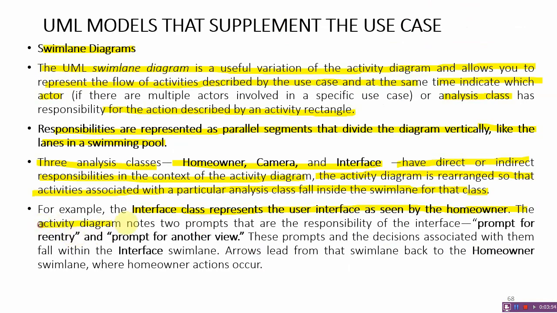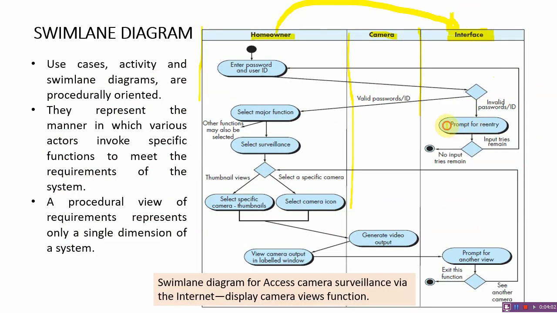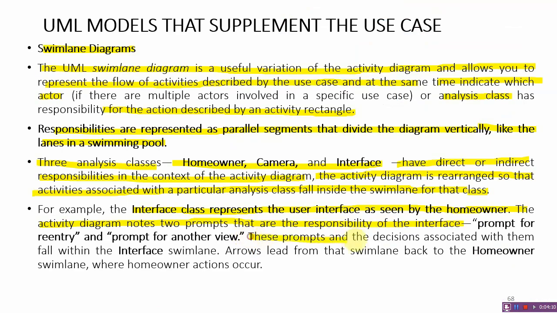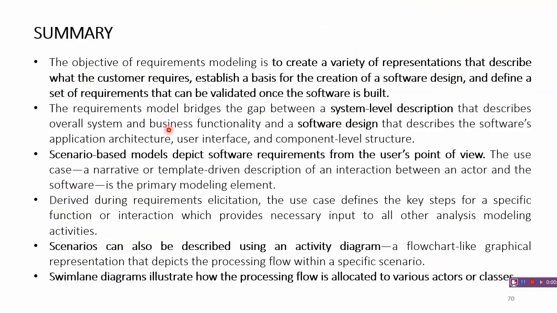The activity diagram notes two prompts that are the responsibility of the interface. This interface has two responsibilities, that is prompt for re-entry and prompt for another view. So these prompts and the decisions associated with them fall within the interface swim lane. Arrows lead from that swim lane back to the homeowner swim lane where the homeowner actions occur. Let us summarize whatever we have learned up till now.